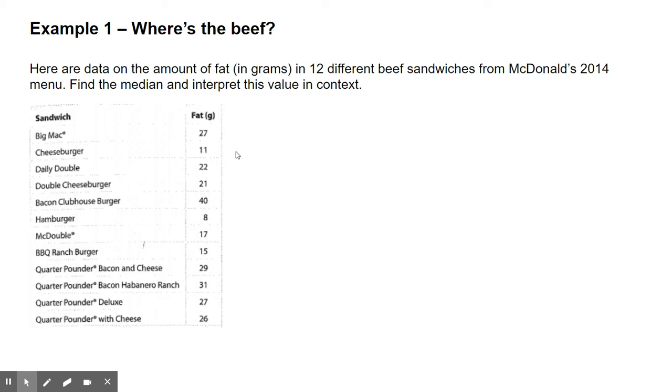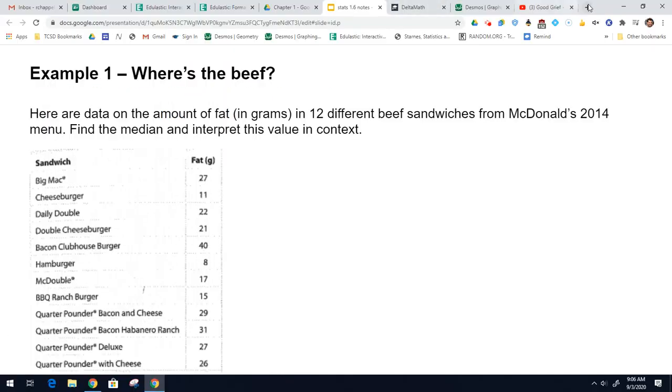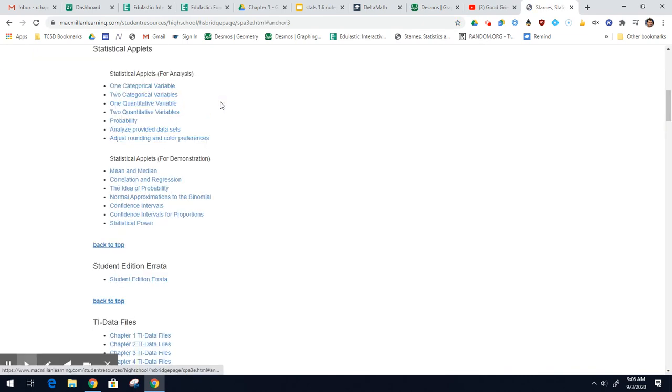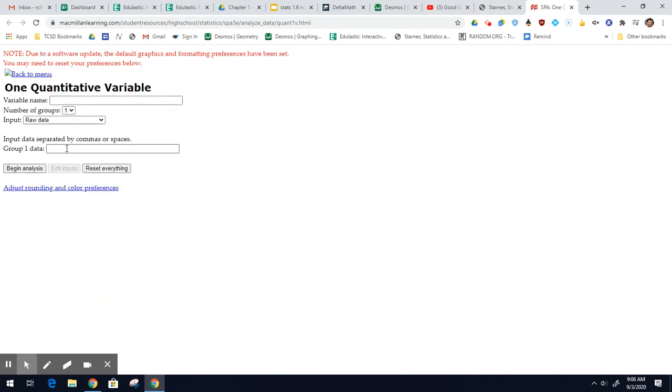So again, if I were to do this by hand, I would take these 12 numbers, I would line them up in order from least to greatest, and because there's 12, I'd have to find the middle two values and take the average. But what I'm going to do instead is I'm going to take a picture of this, and I'm going to use the one quantitative stats applet to type in our data. Okay, so let me get out of this. Let me go to my stats applets. What's nice about this is I don't have to worry about putting them in order either, right? I just have to list them all. And since I'm not making a graph with one quantitative, I don't really care what the variable name is. I just want to get the median, and I'll show you.